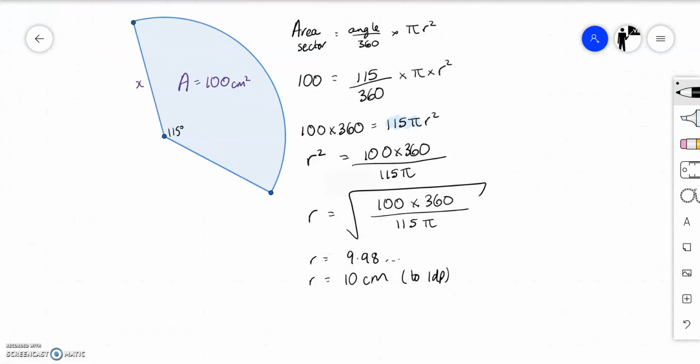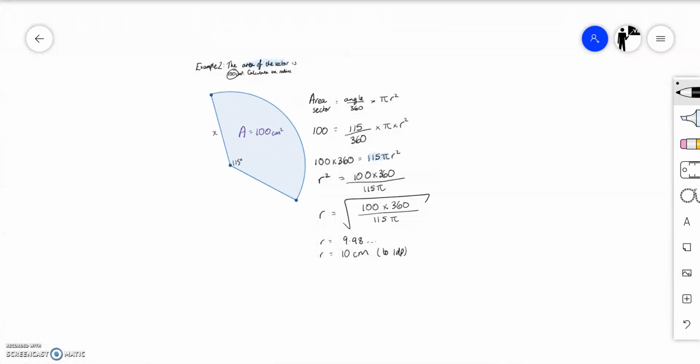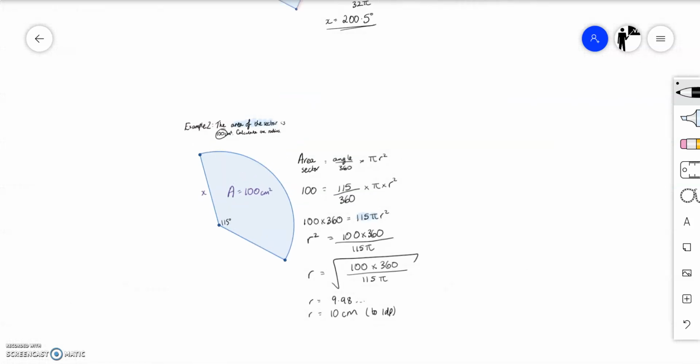Okay, so sometimes you have to substitute in information and work backwards to figure out what you're looking for. This is generally considered AB content.